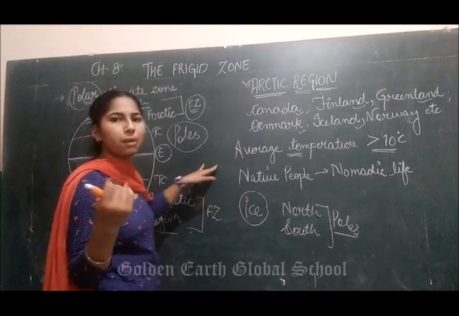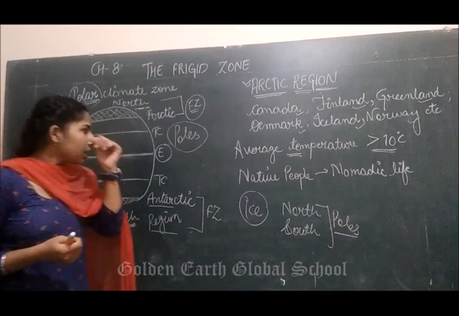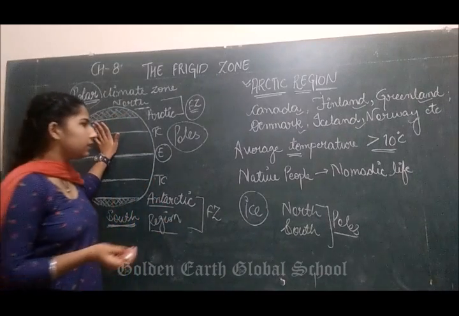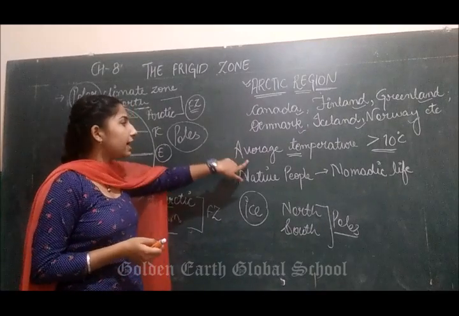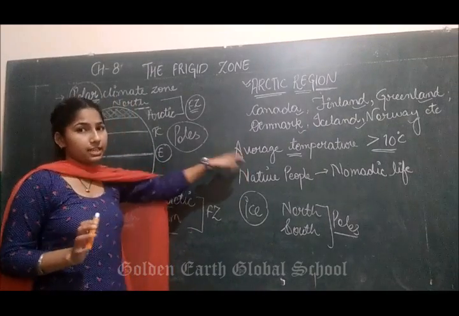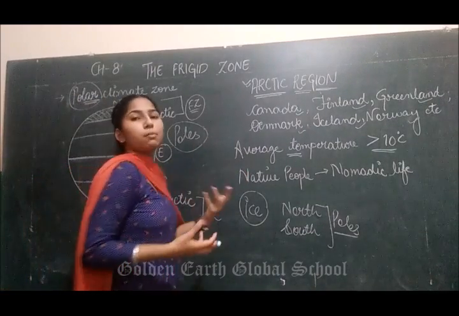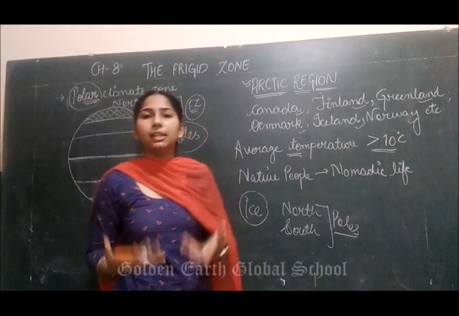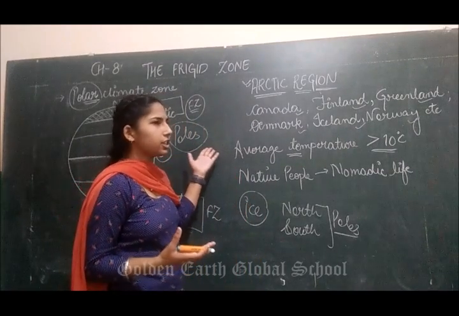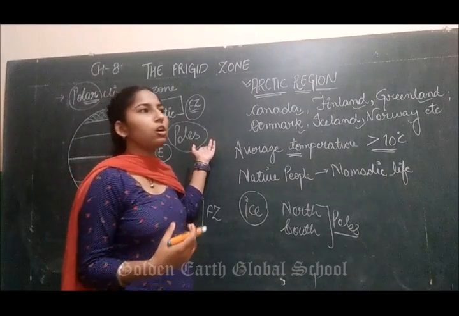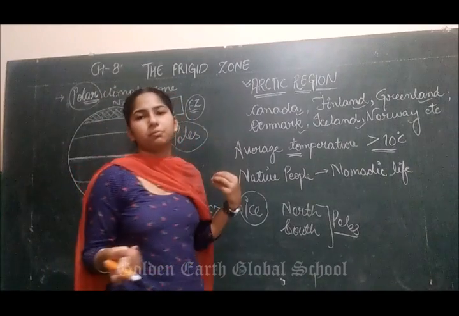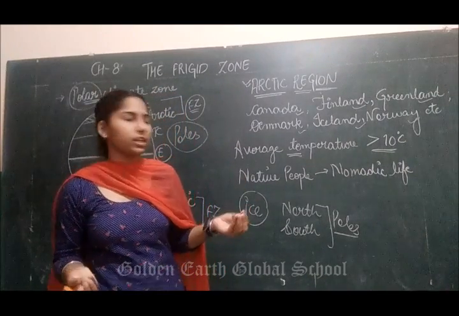We have discussed this earlier. So this is the climate: it is completely covered with ice. The average temperature is less than 10 degrees Celsius. Now, people live in the Arctic region, and as we all know, it is a very cold region. So it is very difficult for people to live there.